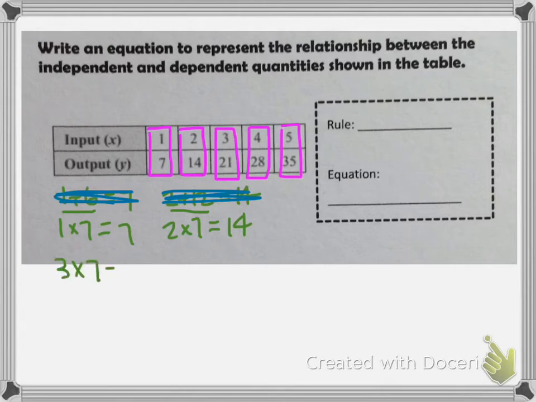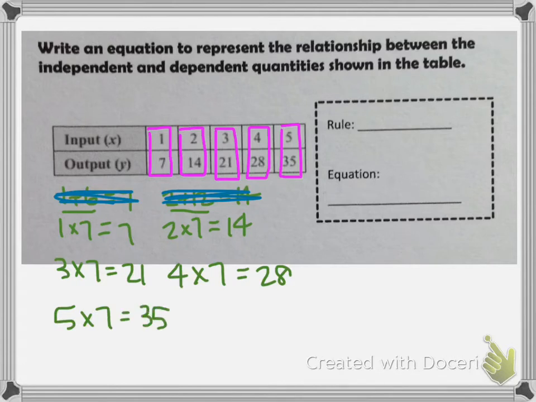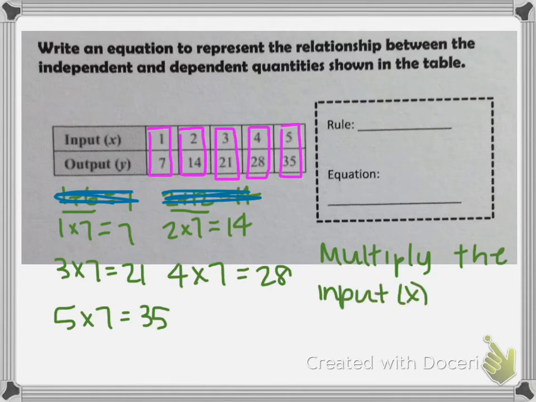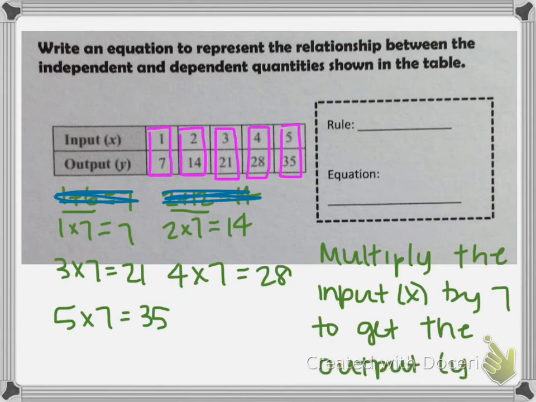3 times 7 equals 21. Yes. 4 times 7 equals 28. Yes. 5 times 7 equals 35. Yes. So what we are doing here is we are multiplying the input, which is our x quantity, by 7 to get the output, which is the y quantity.